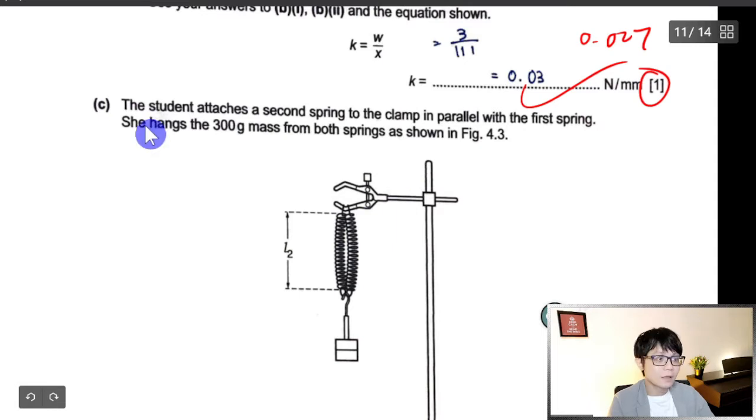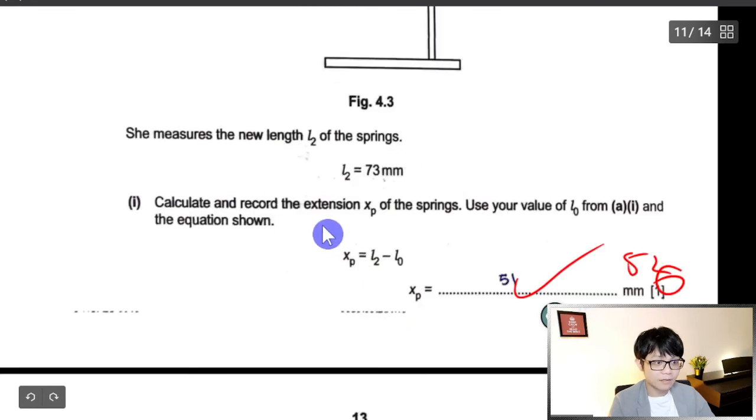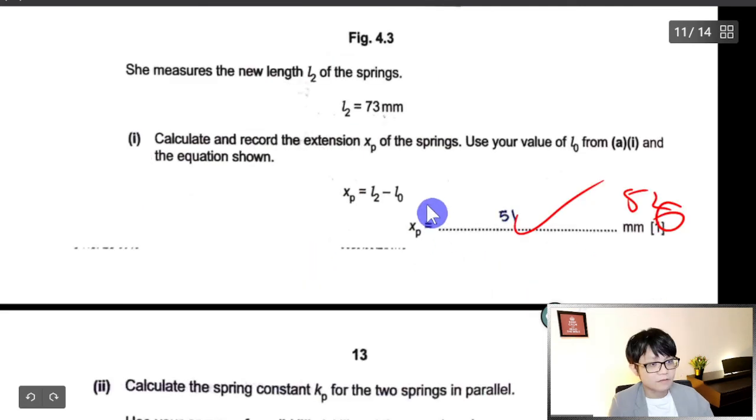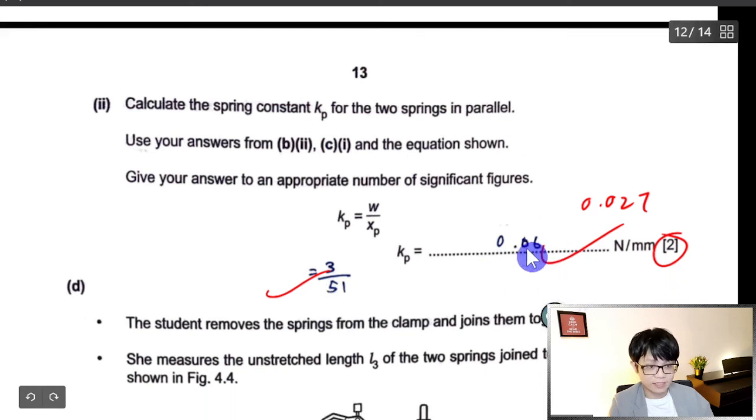The student attaches the first spring. She hangs a 300 gram mass from both springs as shown in 4.3. So there are 2 springs. So L2 you get 73 mm. Calculate your value of L0 in the question. So after you do L2 minus L0, you get the answer. Okay, 51, 52. Calculate the spring constant. You use the formula and you get the answer 0.06. So you get 2 marks.